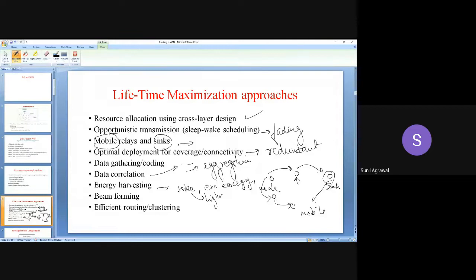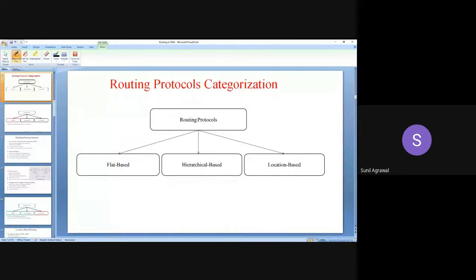Right? So this is going to be there every time. Efficient routing, that means routing of the information from one node to another node, then finally to base station. How it is done so as to consume less energy of the battery. So we are going to touch upon certain clustering or routing algorithms. So we can categorize routing protocols in basically three broad categories: flat-based, hierarchical-based, and location-based.